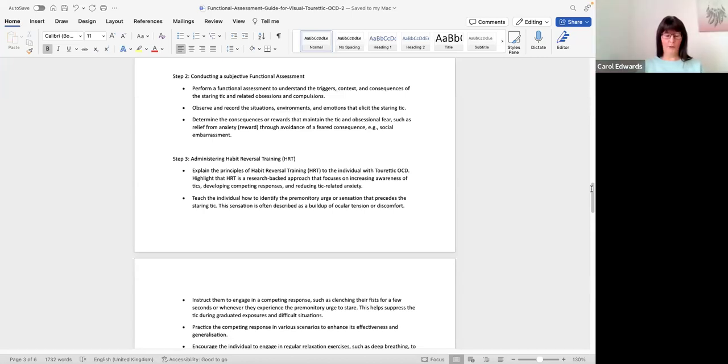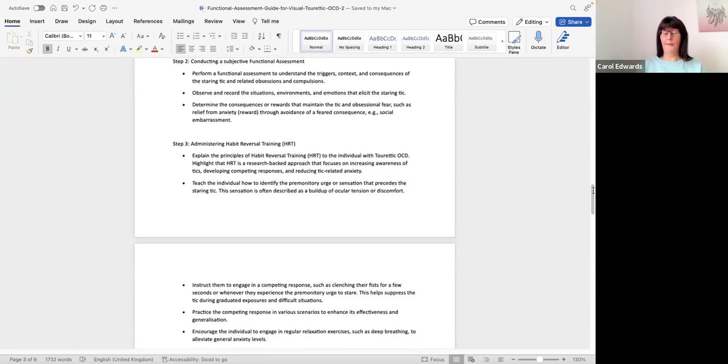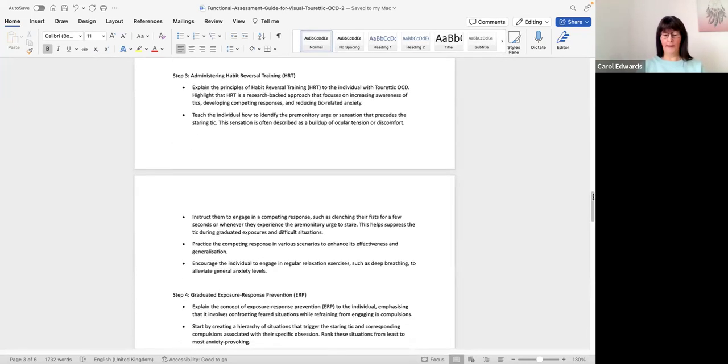Okay, so then we come to administering habit reversal training. We're going to call this HRT for short. Explain the principles of HRT to the individual with visual Tourettic OCD. Highlight that HRT is a research-backed approach that focuses on increasing awareness of tics, developing competing responses, like what I did earlier when I folded my arms, and reducing tic-related anxiety.